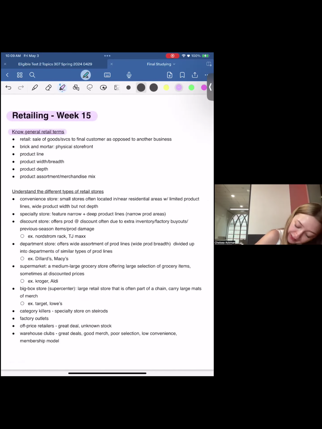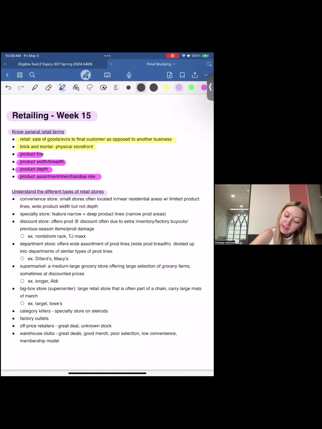First, know general retail terms. Retail is the sale of goods and services to the final customer as opposed to another business. Brick and mortar is a physical storefront. And then we have to know product line, product width and breadth, product depth, product assortment / merchandise mix.